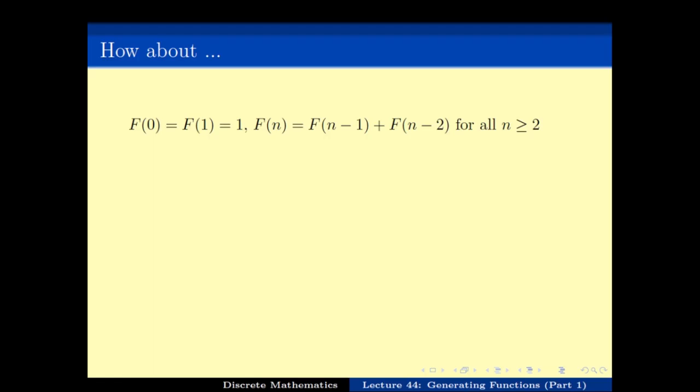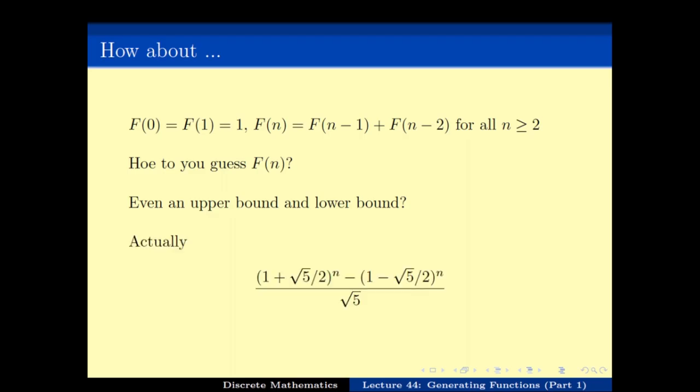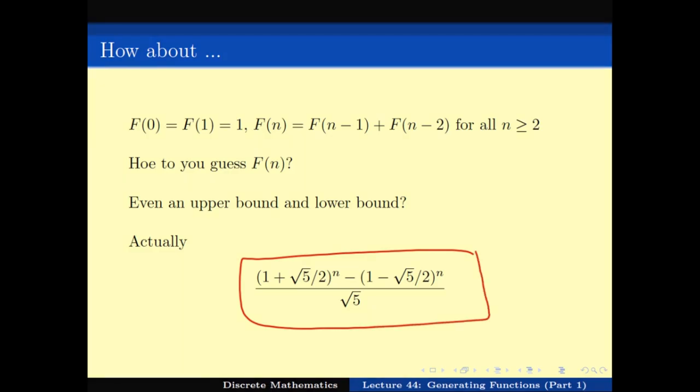But still, we have certain recurrences for which we don't know how to solve them. For example, this one, the Fibonacci numbers: f_0 equals f_1 equals 1, and f_n equals f_{n-1} plus f_{n-2}. Now, how do you guess f_n? How do you even come up with an upper bound or lower bound? And in fact, I am telling you beforehand that this function finally does come down to this expression: f_n equals ((1 plus square root 5 by 2) power n minus (1 minus square root 5 by 2) power n) by square root 5. Just by looking at the expression, you can imagine that this is not an easy recurrence relation to solve.